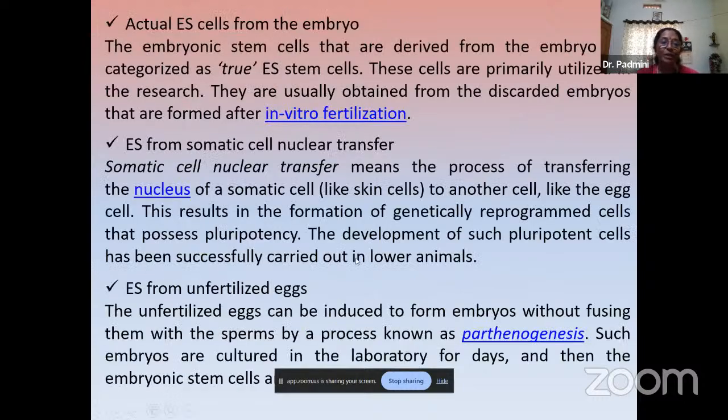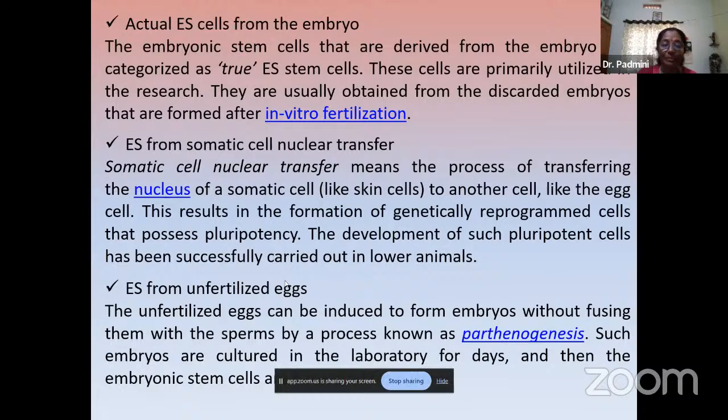Embryonic stem cell from somatic cell nuclear transfer. So here there will be no problem of taking out the embryonic cells. And the next one, the third one, is the embryonic stem cell from unfertilized egg. So what is this unfertilized egg?